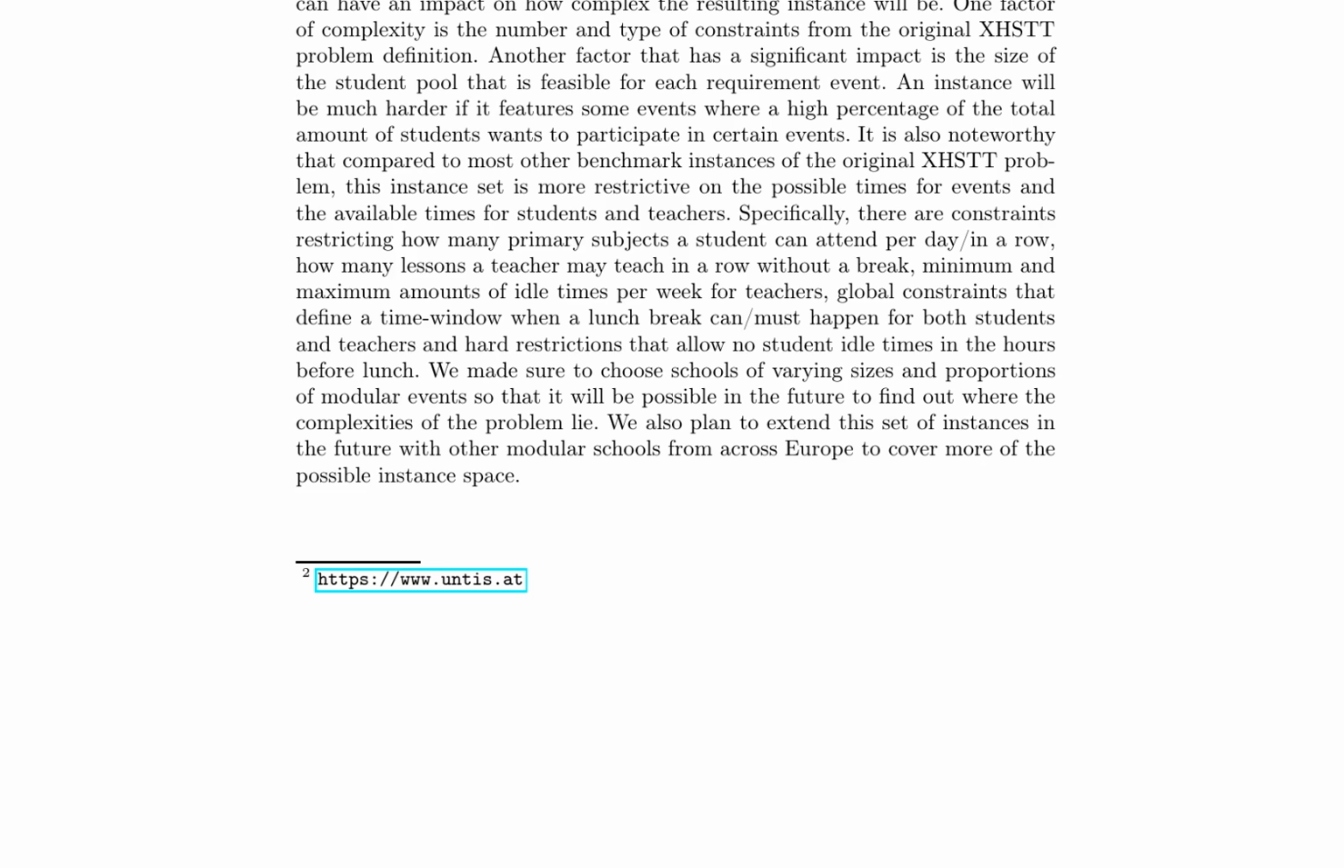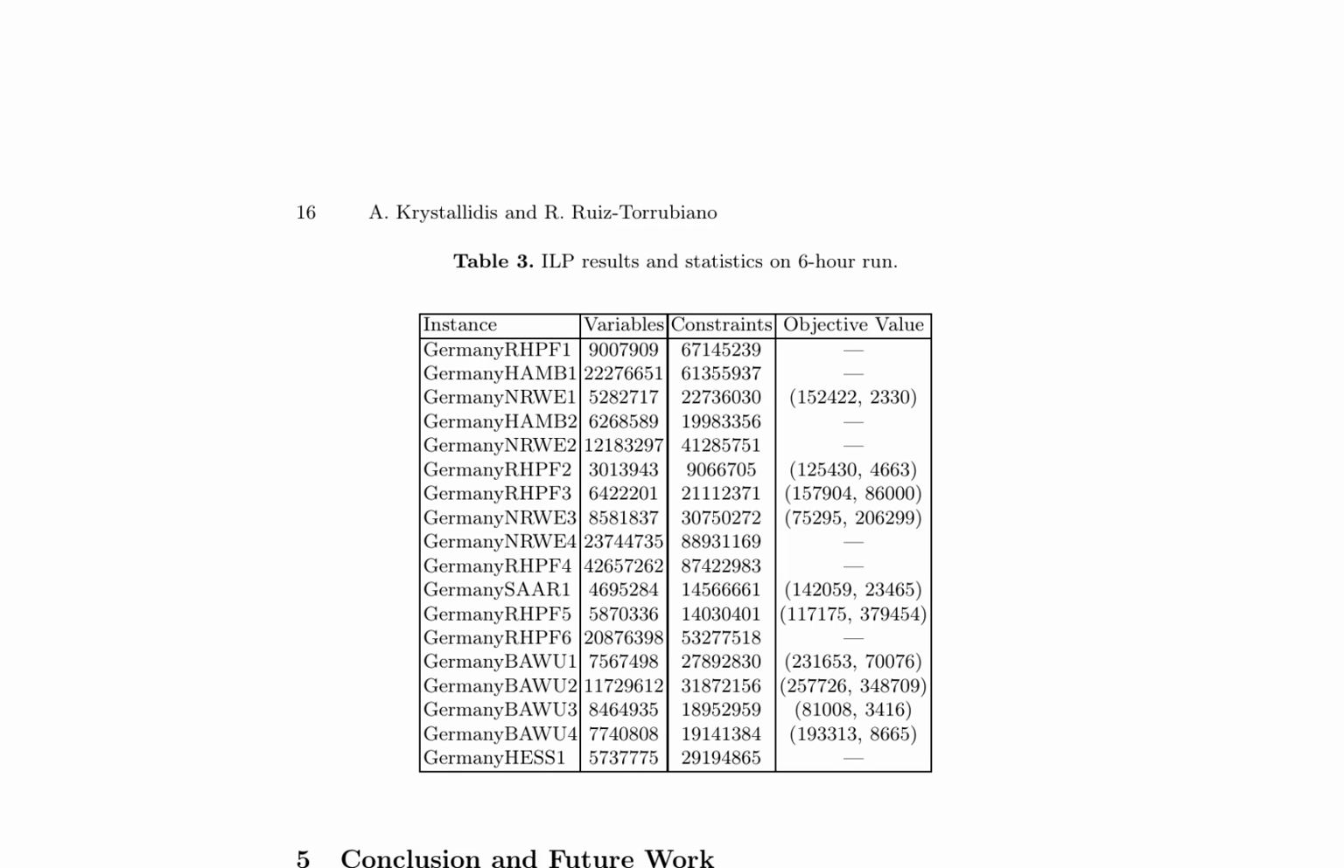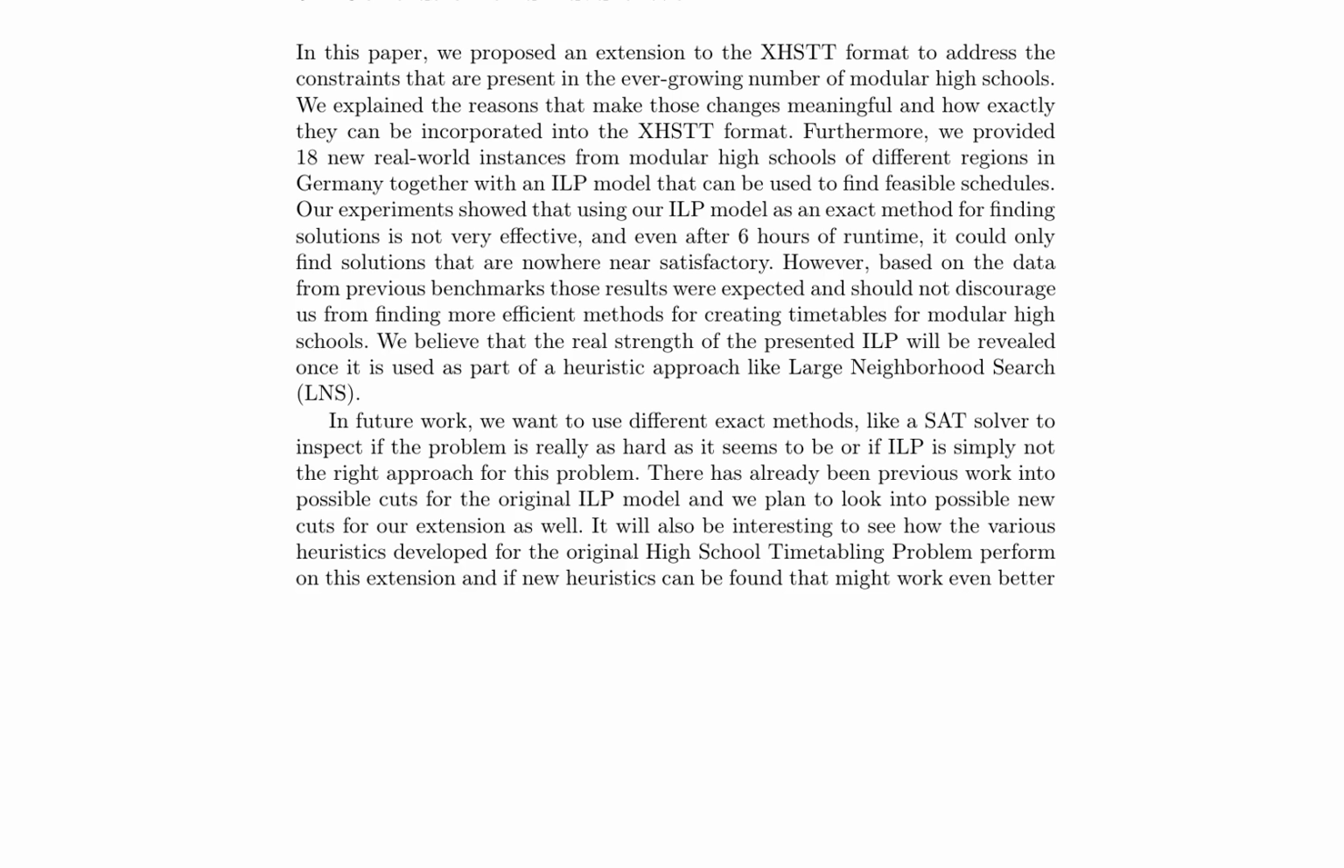The complexity is further increased by varying school sizes and proportions of modular events. Tables 1 and 2 provide statistics on the instances, including the number of events, students, classes, teachers, and rooms, as well as the number of choice and balance constraints, and modular events. The data aims to cover a wide range of possible instance spaces, with plans for future extensions to include more schools from across Europe. The authors introduce an extension to the XHSTT format to accommodate constraints present in modular high schools, providing 18 new real-world instances from German high schools and an ILP model to find feasible schedules.